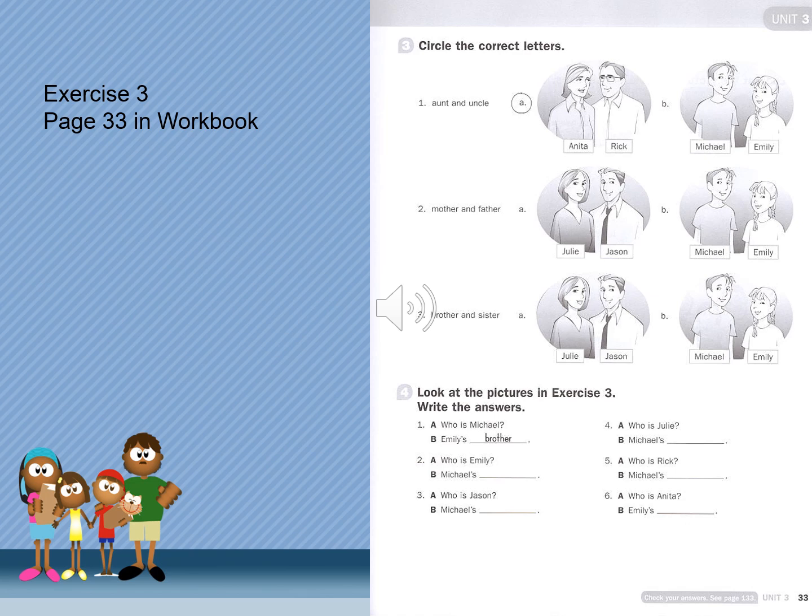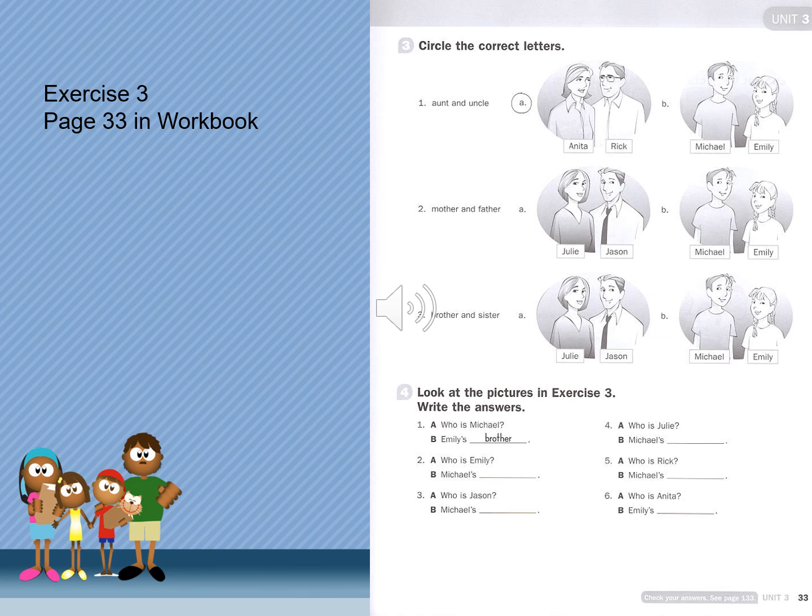Notice that for each number, we have 2 sets of pictures. And we have to decide which pictures will represent, for number 1, an aunt and an uncle. Well, we do it A. It's Anita and Rick. How do we know? Well, because an aunt and uncle would certainly be probably older than Michael and Emily. Okay? They look more like a brother and a sister. So it's A.